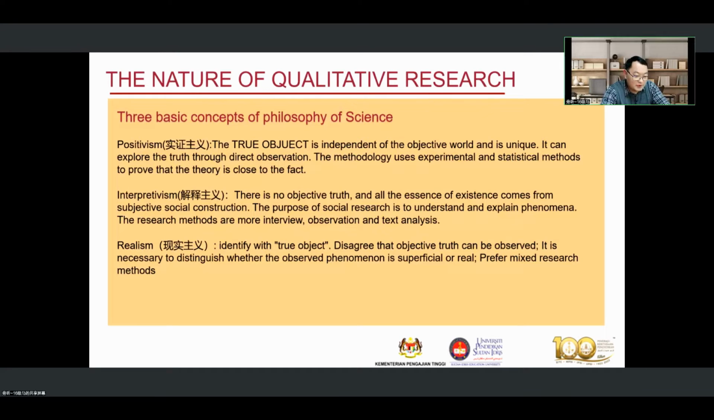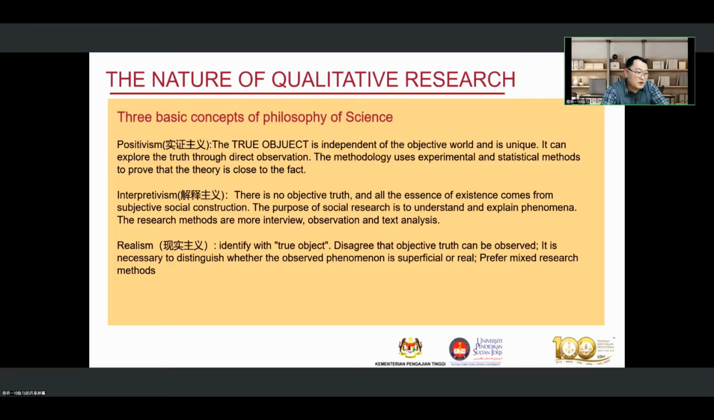Before talking about the topic, I would like to discuss with you ontology, epistemology and methodology, because this is a very important topic in sociological research, which generally determines the direction of research. The different understanding of these three problems divides our research into different directions.